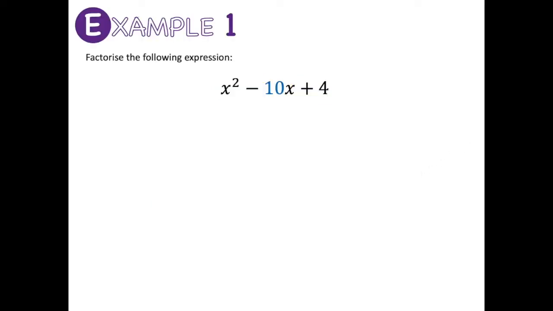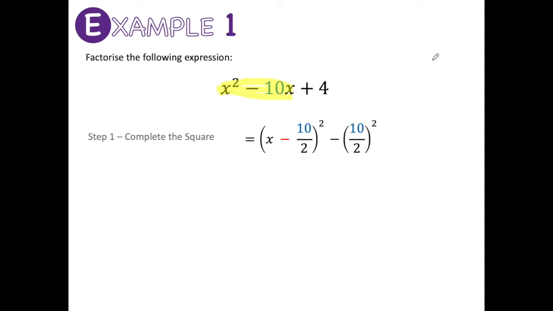So I want to factorize the expression x squared minus 10x plus 4. My first step is going to be to complete the square. To complete the square, I focus on my x squared minus 10x and I identify my b value, which is going to be 10. So I take that b value and I start completing my square. It's going to be x minus 10 divided by 2, in brackets squared, minus 10 divided by 2 squared, and then I'm going to put my plus 4 from the original expression on the end.